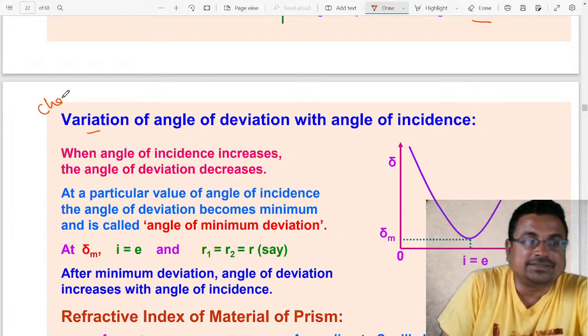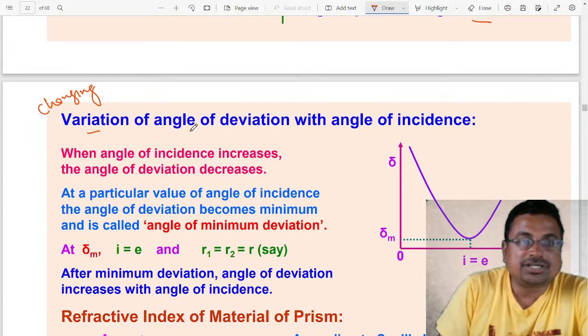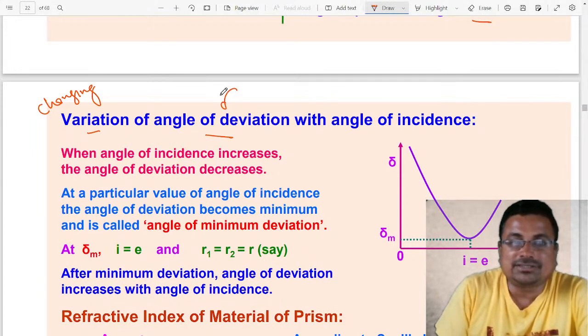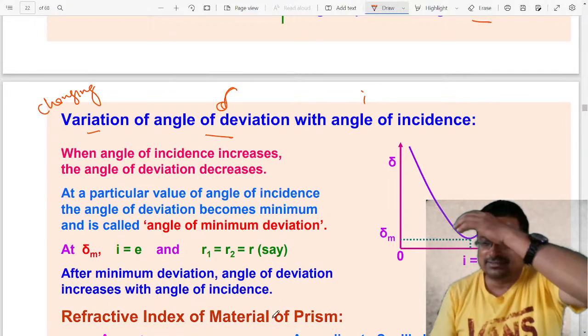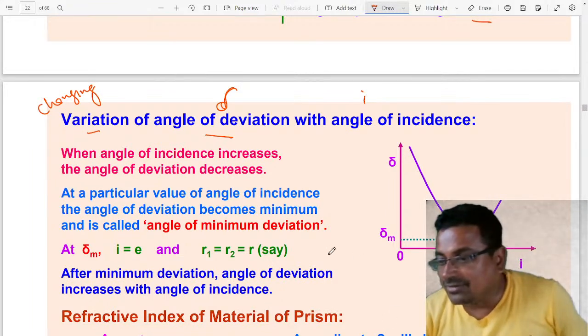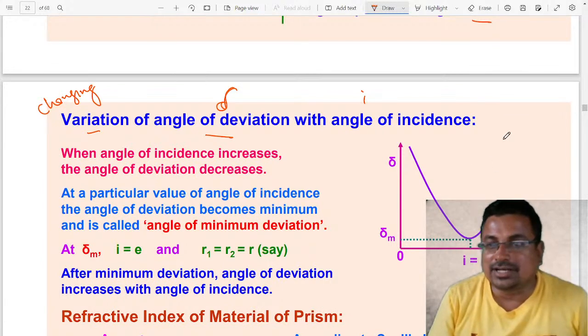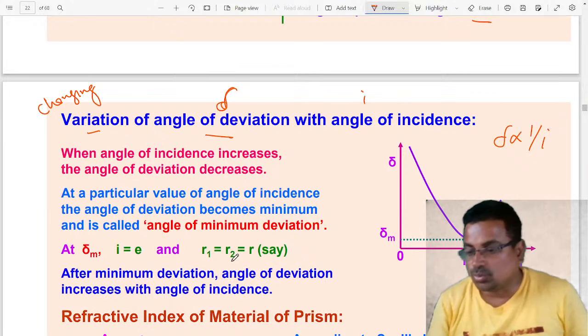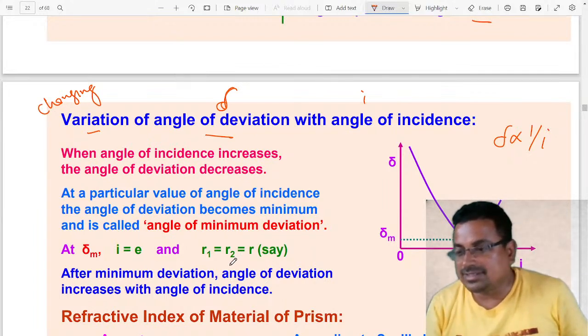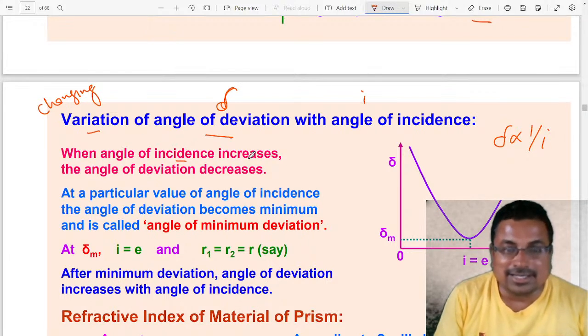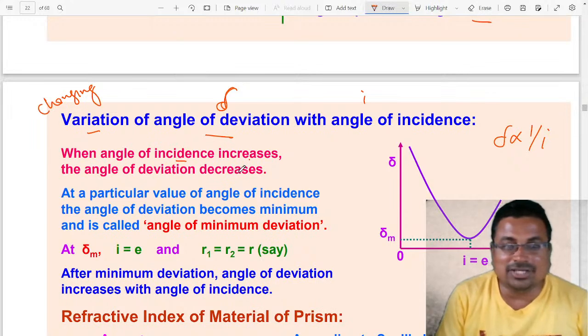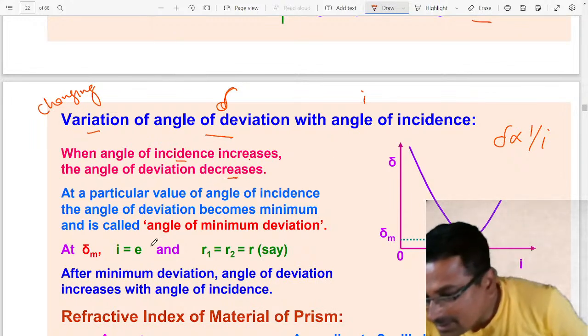Variation is the changing of angle of deviation with angle of incidence. Angle of deviation is inversely proportional to angle of incidence. What does it mean? As the angle of incidence increases, the deviation angle decreases.